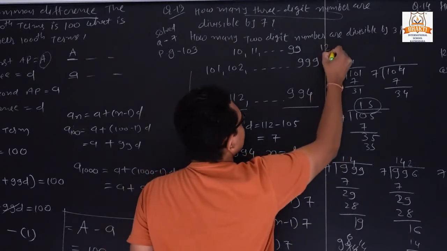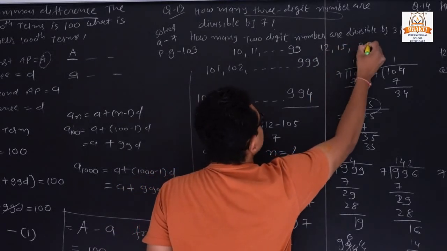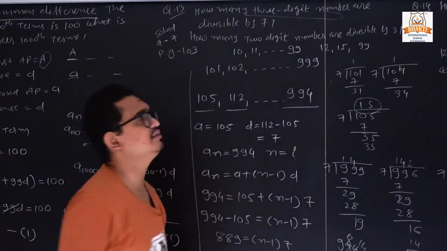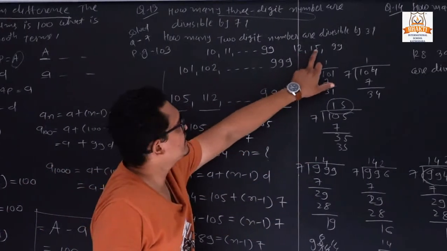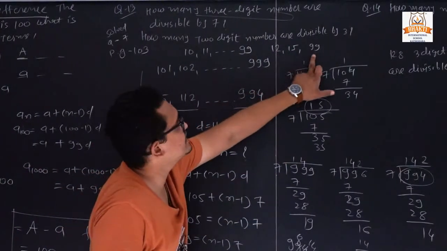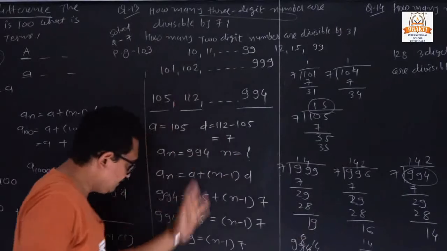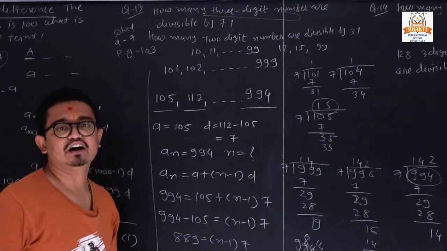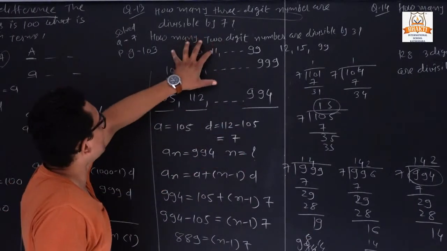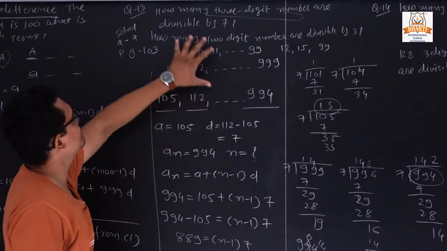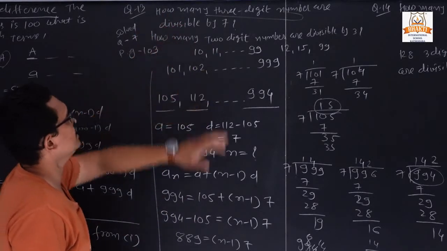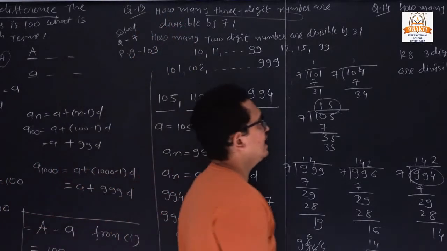So it is 12, then 15, and the last number is 99, because 99 is also divisible by 3. So the first term is 12, the difference is 3 and an is equal to 99. Now simplify this, so we can find how many 2-digit numbers are divisible by 3. It is the same sum as given on page number 103. Now the last sum.